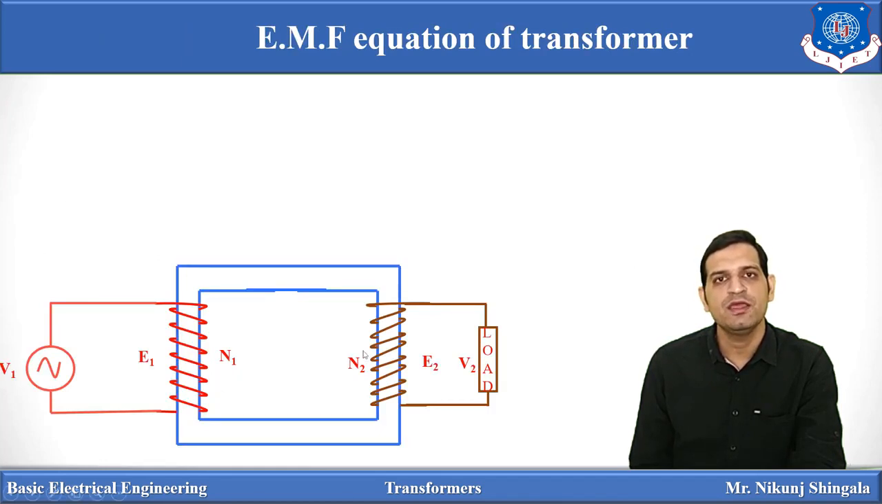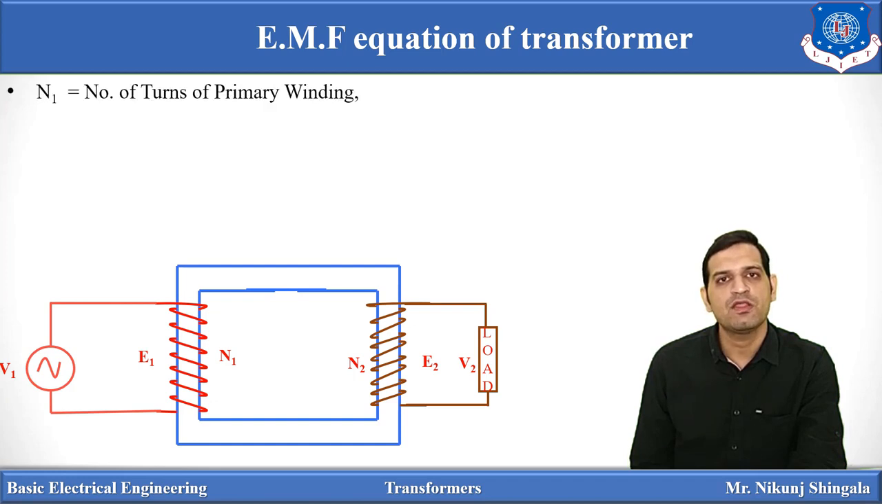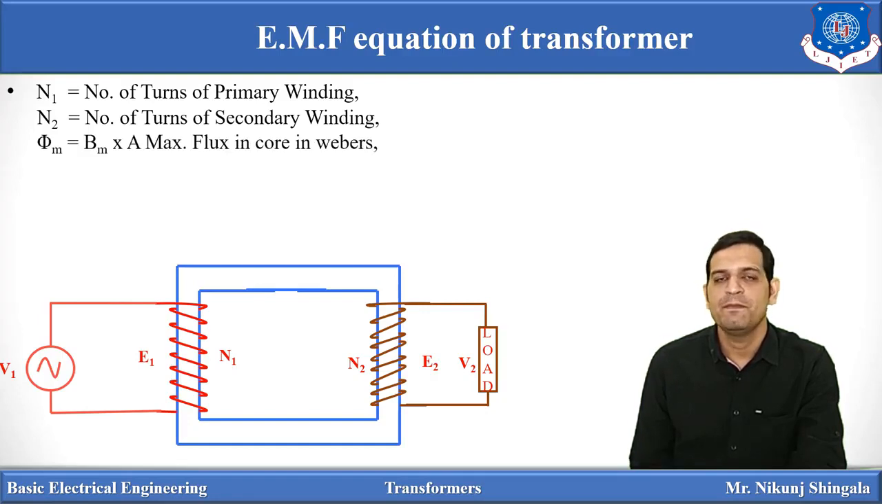So here you can see one transformer is there which consists of primary and secondary winding. Primary is connected with the alternating voltage V1. Secondary is connected with the load. N1 is the number of turns of the primary winding, N2 is the number of turns of the secondary winding. Then phi m is the maximum flux produced in the core, which is given by Bm into A, where Bm is the maximum flux density and A is the area of the core. So this is the phi m, that is the flux produced in the core.